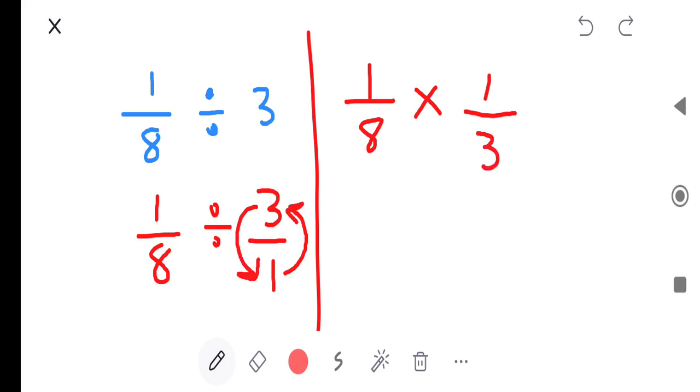Then you multiply the numerators we have here. So you do 1 times 1. That gives you 1 over, you multiply the denominators. So you do 8 times 3. That gives you what? 24. So the answer becomes 1 over what? 24.